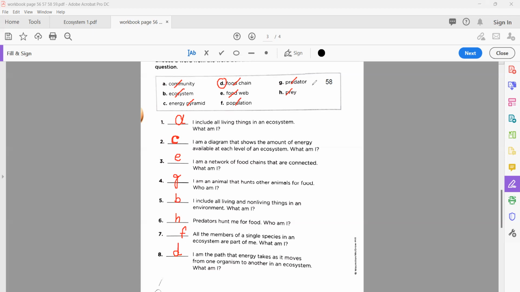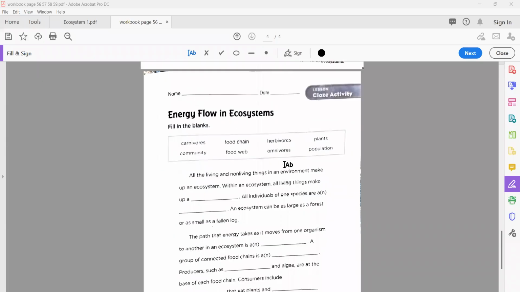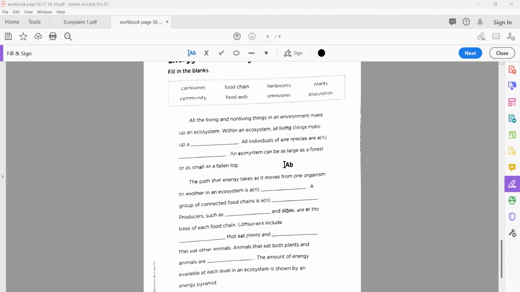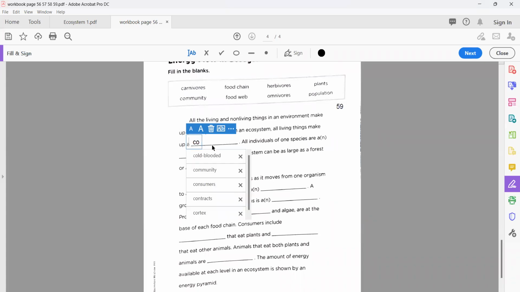Now let's see the last page of your workbook to move next. Yes, here this is your workbook page number 59. So let's see this one. All living and non-living things in an environment make up an ecosystem. Within an ecosystem, all living things make up a dash. Okay. In an ecosystem, the things make up, you know very well, community.